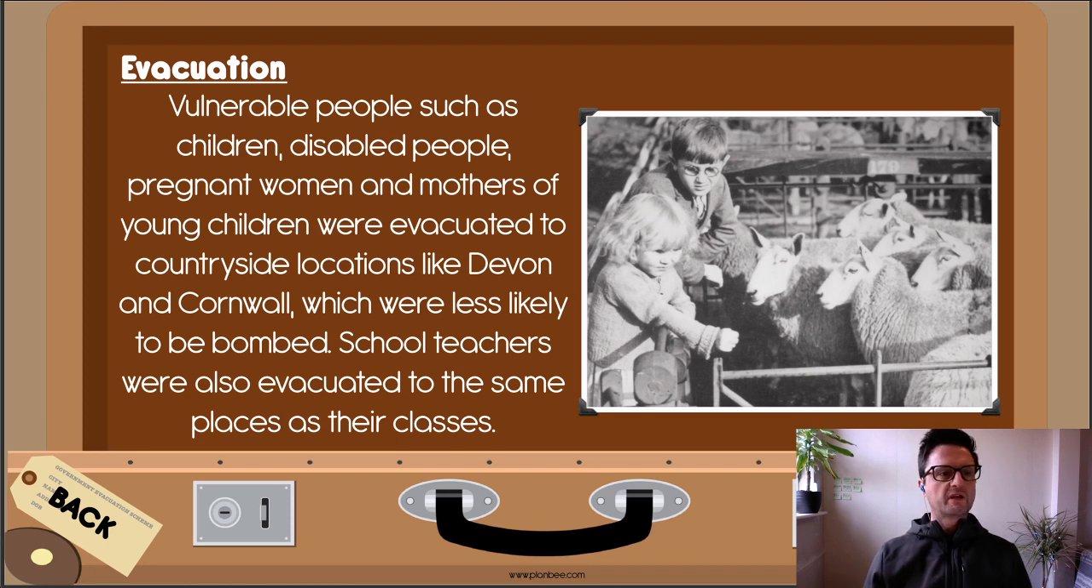Vulnerable people, such as children, disabled people, pregnant women, and mothers of young children were evacuated to countryside locations like Devon and Cornwall, which were less likely to be bombed. School teachers were also evacuated to the same places as their classes. I wonder if anybody here today lives in or near Devon or Cornwall.